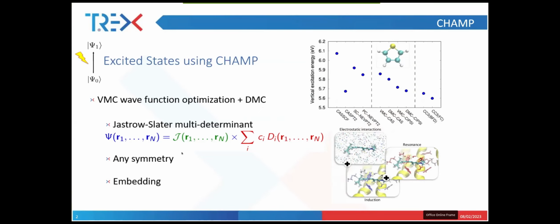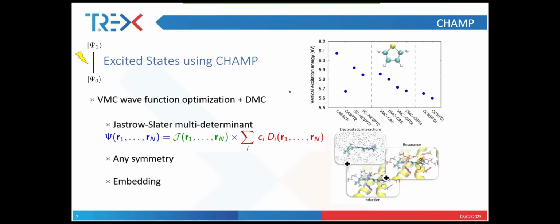It uses as a trial wave function a Jastrow-Slater wave function, where the Slater part can be a multi-determinant expansion. It can optimize excited states with any symmetry. I say this because if the excited state has the same symmetry as the ground state, you can run into some difficulties, and I'll explain that on the next slide.